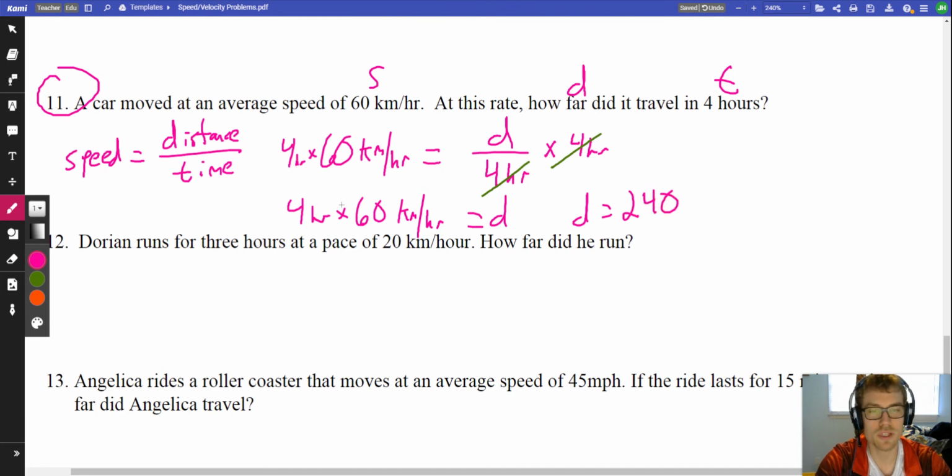And I need my units. Well, notice that the hours are on top for the 4, but on the 60 they're on the bottom. And so these will actually cancel out. And that will leave us with just kilometers. So our final answer is 240 kilometers.